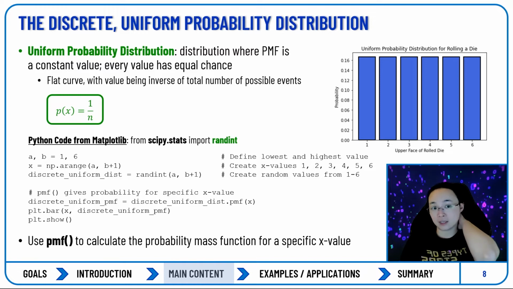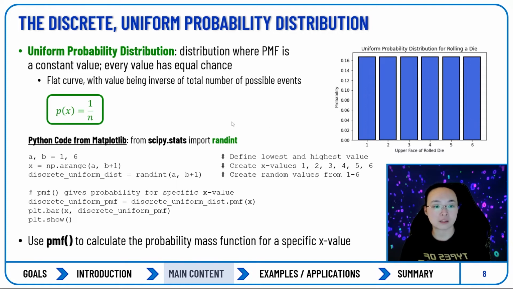So now let's take a look at the discrete uniform probability distribution. That distribution is the easiest to look at. It's basically got a flat top. The distribution is when the PMF is a constant value. Every single value has an equal chance of taking place. Basically like a coin toss, rolling a die, things like that. So P of x is equal to 1 over n, with n being the total number of possible events that can take place. If I'm rolling a die, then I have 6 different faces, and I have a 1 out of 6 chance of getting each one.